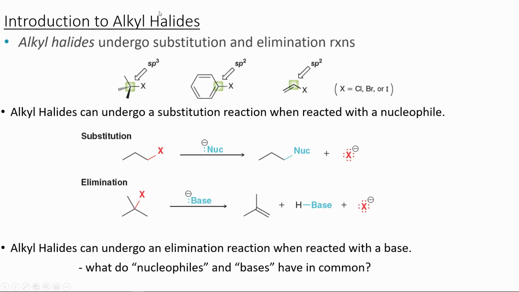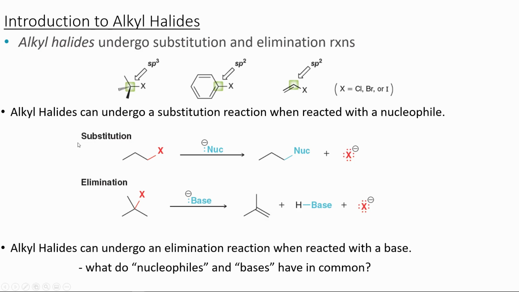So, to start with, let's look at alkyl halides a little bit. Alkyl halides are any carbon-halogen bond. We could have sp3 carbon-halogen bonds, sp2 carbon-halogen bonds, and sp carbon-halogen bonds. Alkyl halides are going to undergo both substitution and elimination reactions.